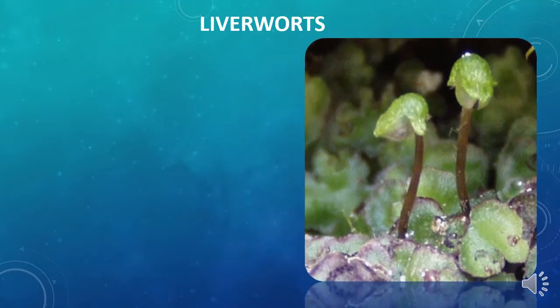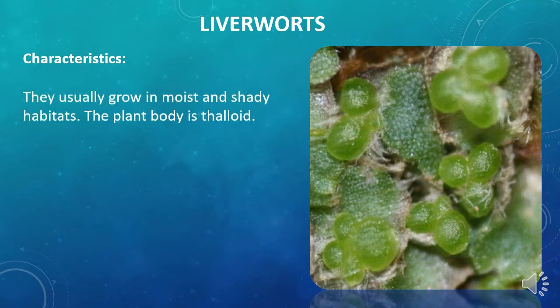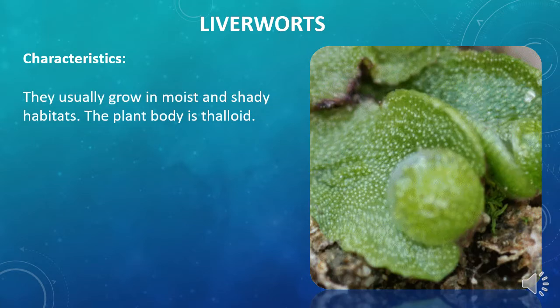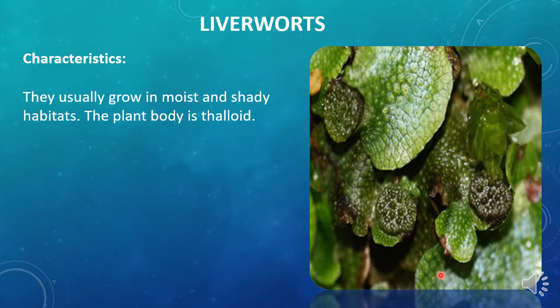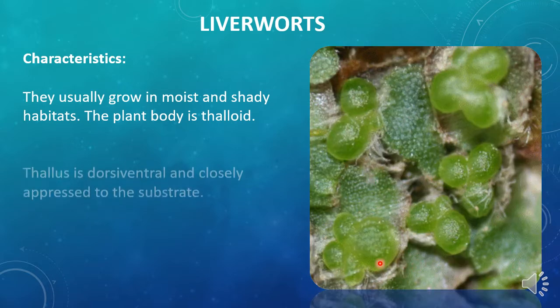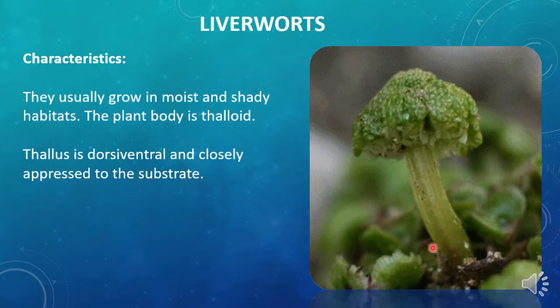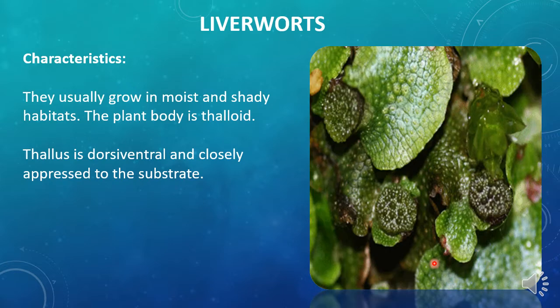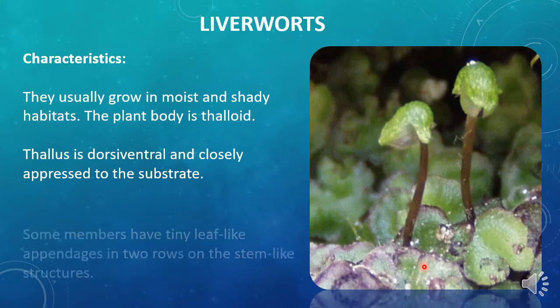Coming to liverworts, their characteristics. They usually grow in moist and shady habitats. The plant body is thalloid. As a general bryophyte, it grows in moist and shady habitats and the plant body is thalloid in nature. Thallus is dorsiventral and closely appressed to the substrate. So it is dorsiventral and it is closely fixed to the substrate, that is soil.